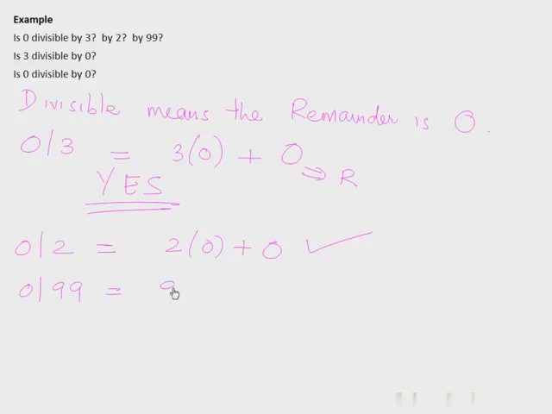Yeah, I guess it is. 99 times 0 plus 0. The remainder is still 0. So 0 is divisible by every positive number. Is 3 divisible by 0? Is 3 divisible by 0? What does this question mean?